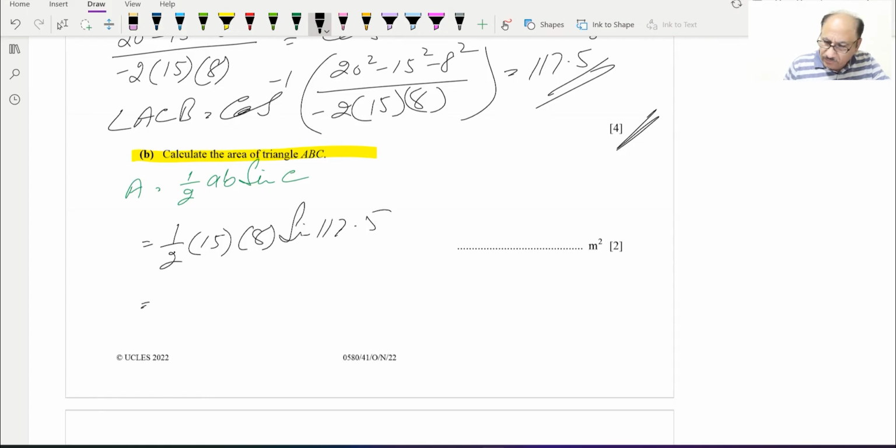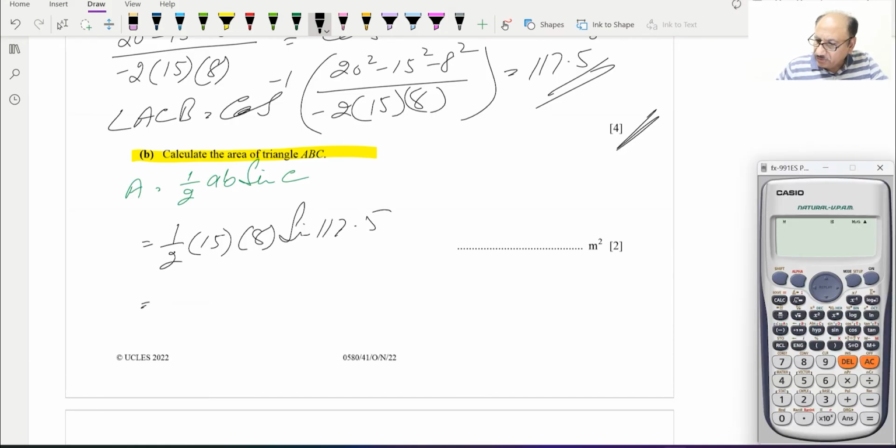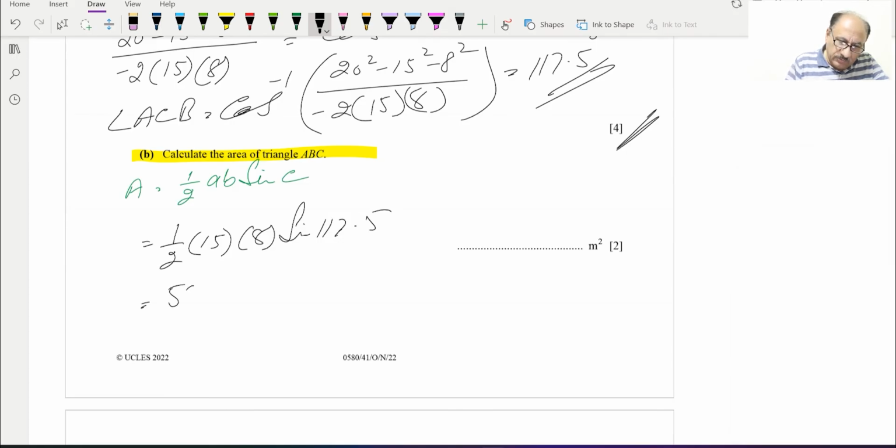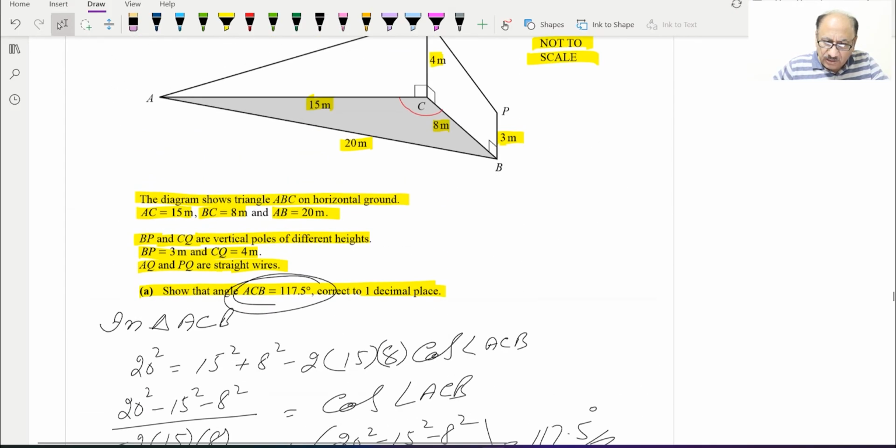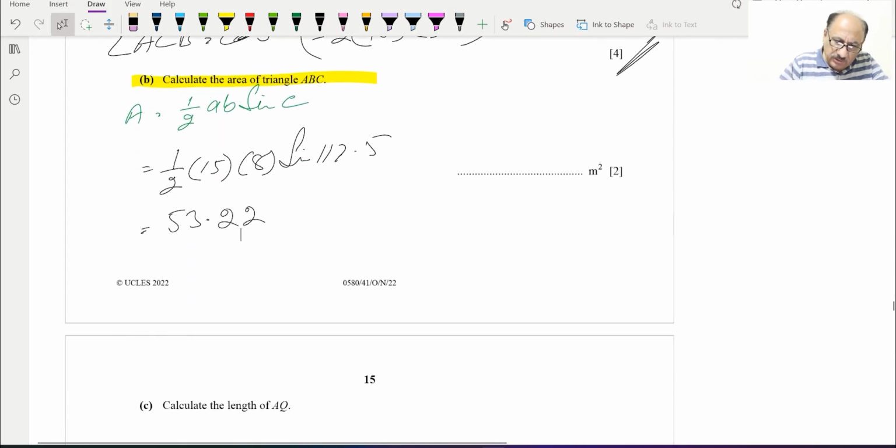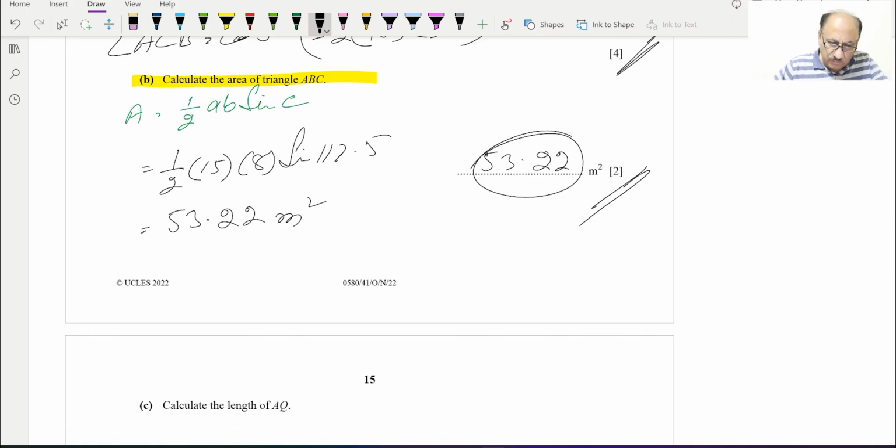And this will give us the area of the triangle: 0.5 into 15 into 8 multiplied by sine of 117.5, and this is close, and this is equal to 53.22. This will be meter square. Basically it's in meters, so meter square, and 53.22 will be our final answer for 2 marks.